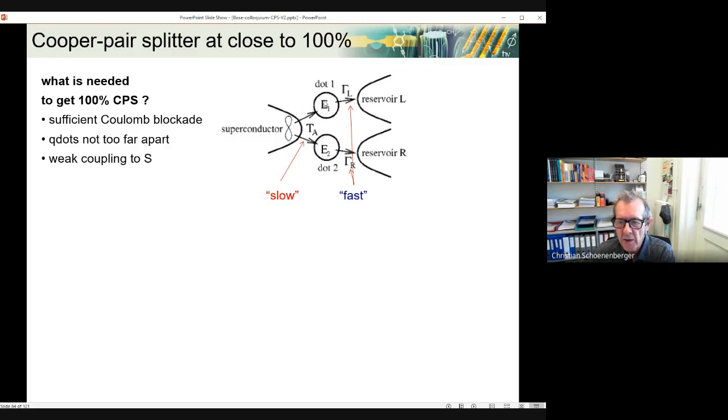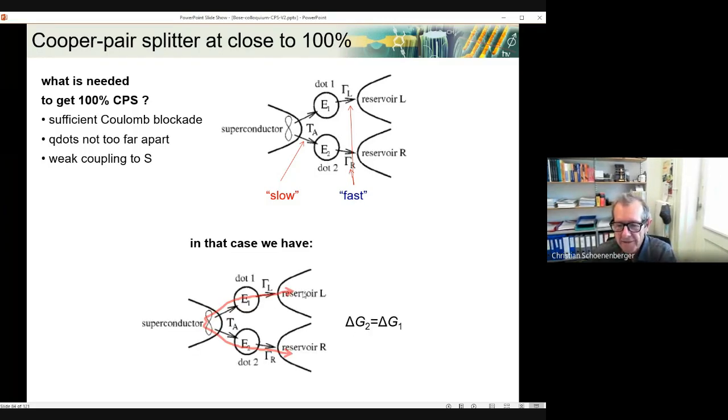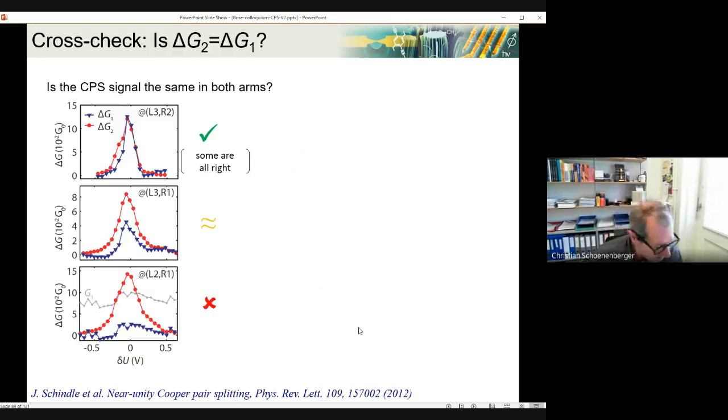If the two electrons don't escape fast, or if this is a bottleneck, then this electron will tunnel and the other one will stay here. And then the following processes will be dependent on the state of this dot here, which is not good, because you essentially want to split them with a dot, and then you want to immediately empty the two dots, and then you have your entangled Cooper pair. Now, if this is the case, then you should get Cooper pair splitting 100%, and the conductance peaks should be similar on both sides.